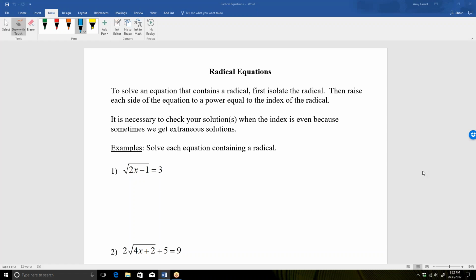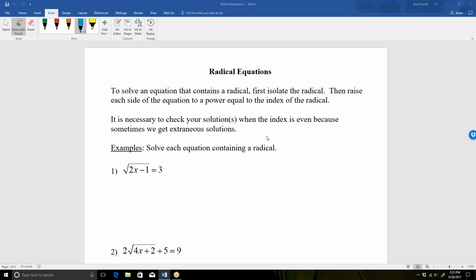This video covers radical equations. The process that we're going to use to solve these, I've typed up here. We're going to first isolate the radical, and then we're going to raise each side of the equation to a power equal to the index of the radical.